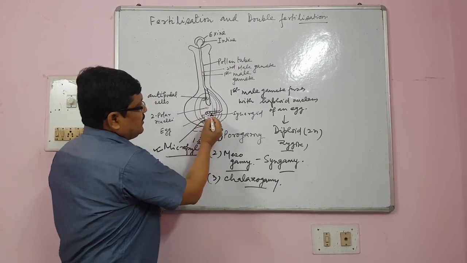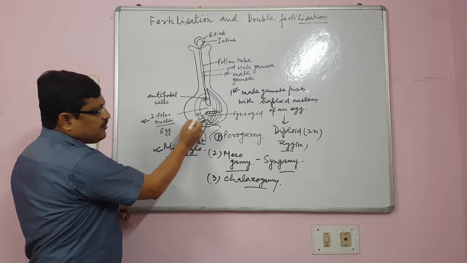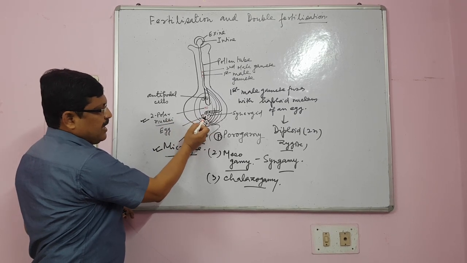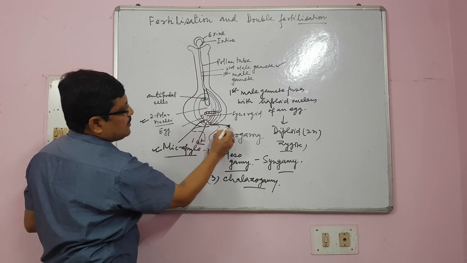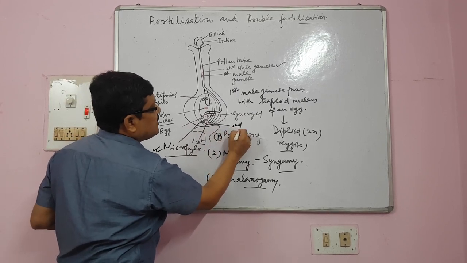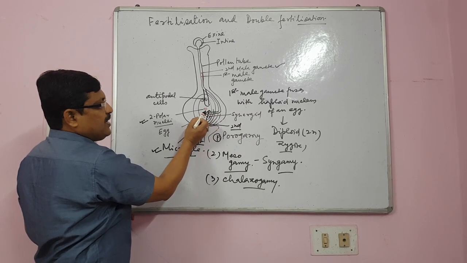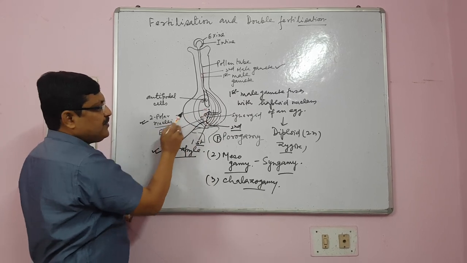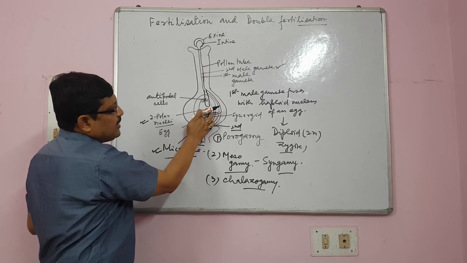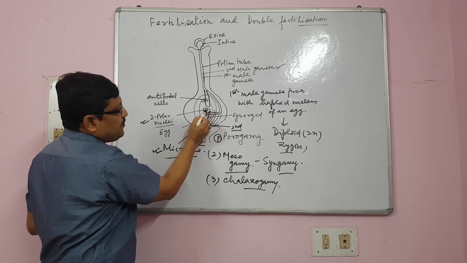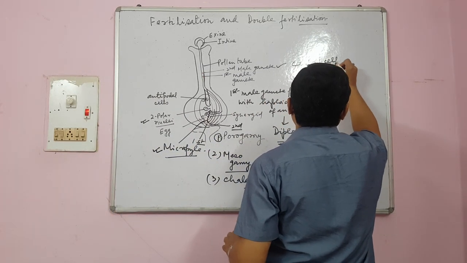In double fertilization, here are the two polar nuclei. After the fertilization, the second male gamete, or this red nucleus, will enter towards both polar nuclei. As soon as the second male gamete comes near the polar nuclei, both polar nuclei fuse to form a central cell, which is binucleate. So, central cell, binucleate.